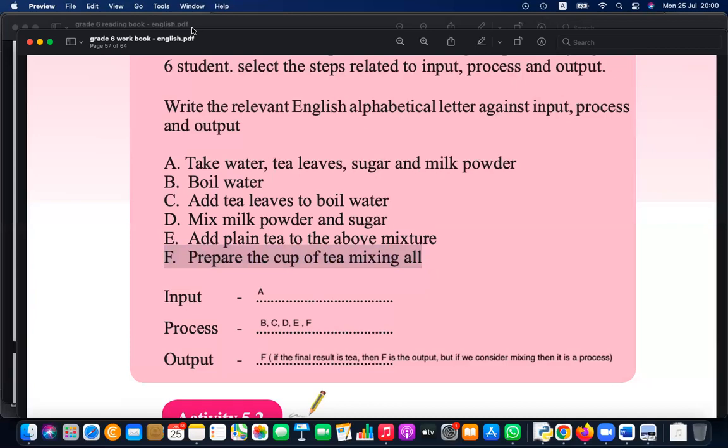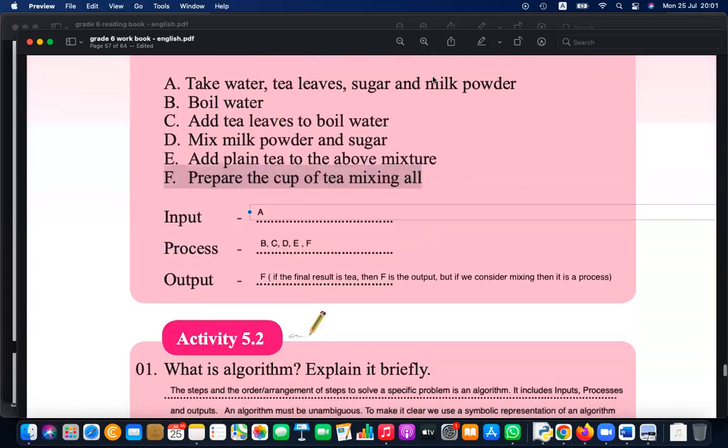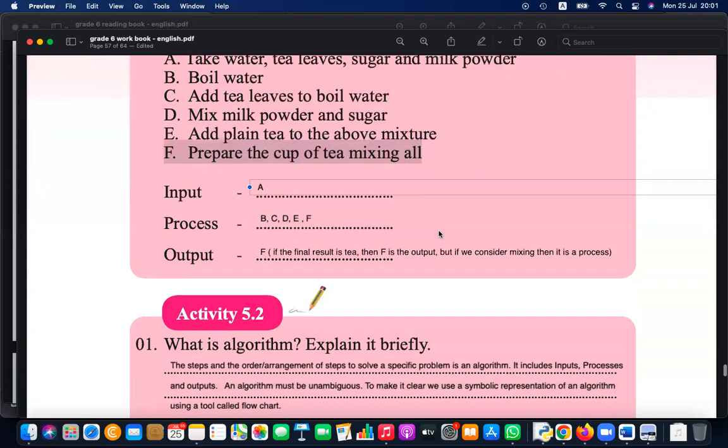Please write down. Okay, so please write down whatever is in the brackets also, right? Because it's very important. One can argue that this is output, but since this mixing part is there, that is why I have taken that as a process, right?